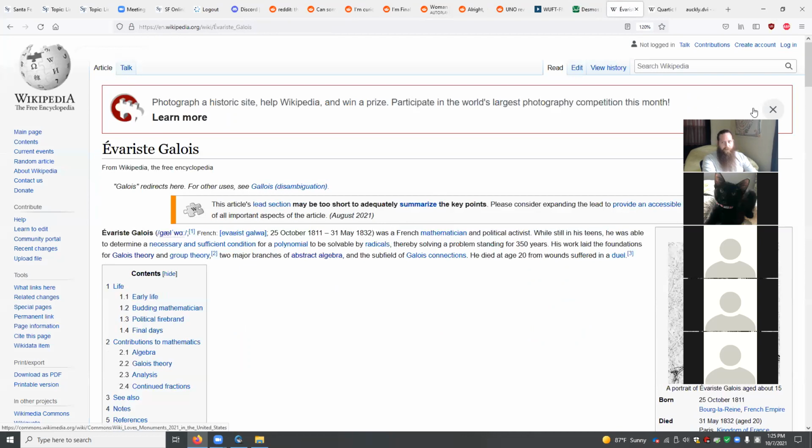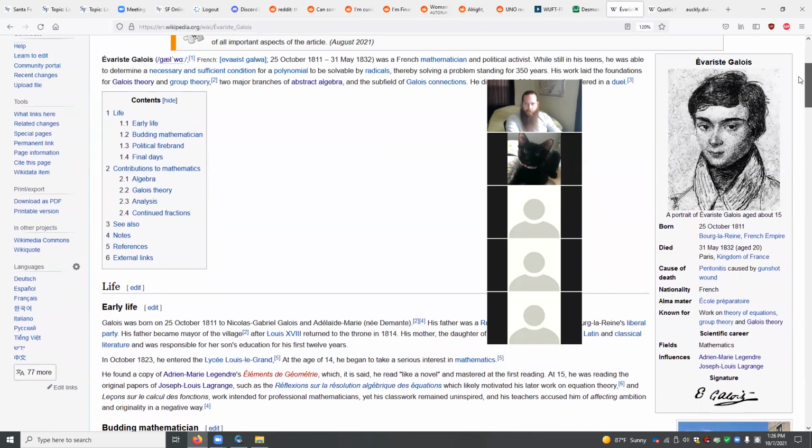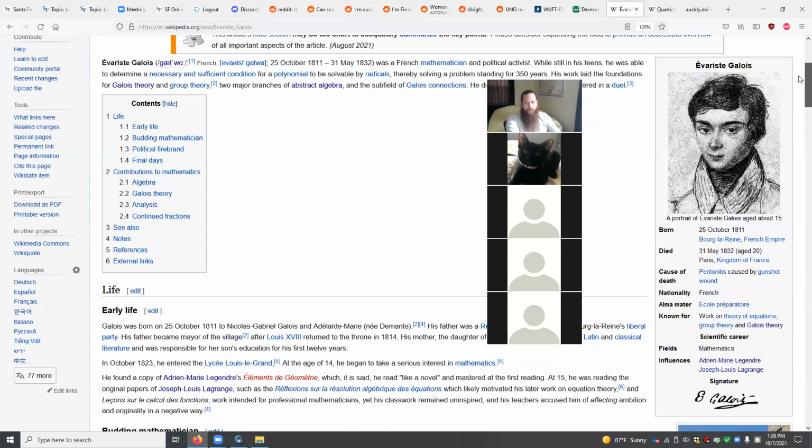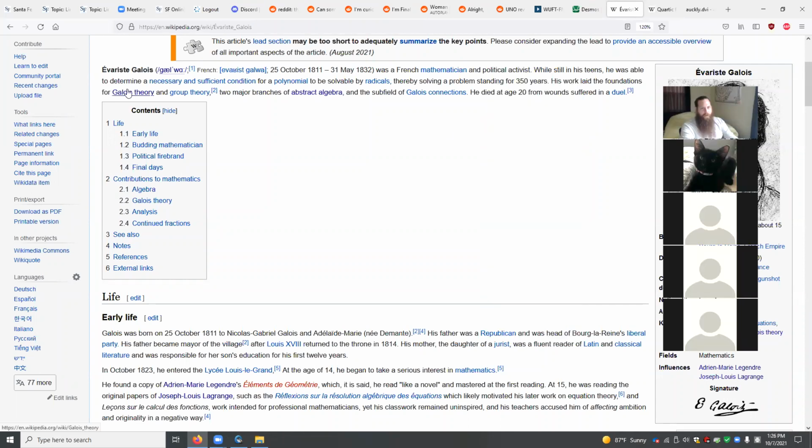Brilliant young man, studied polynomial equations, also very passionate about politics, and he really wasn't well liked in his time. He was very outspoken and very intelligent, and the way he wrote his mathematics, even as a young man, the greatest mathematicians in the world at the time couldn't really understand what he was doing. He ended up founding a whole field of mathematics now called Galois theory.